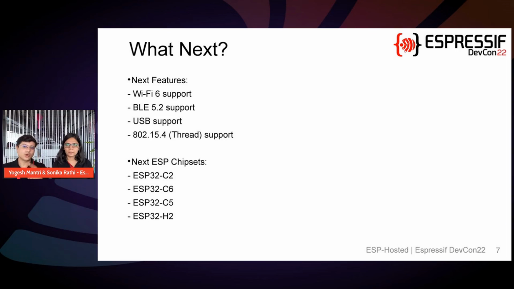Okay. So what next? The next features are Wi-Fi 6 support, BLE 5.2 support, USB support, and 802.15.4 support, basically through Thread. And the next ESP chipsets which we are going to support in future are ESP32-C2, C6, C5, and H2.